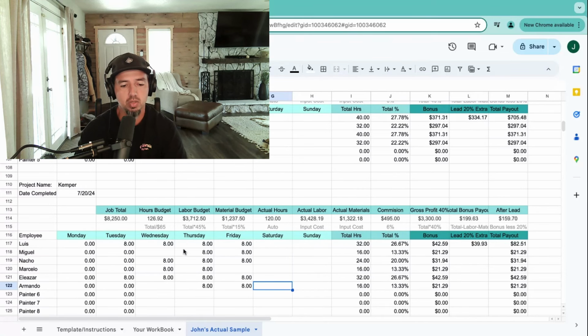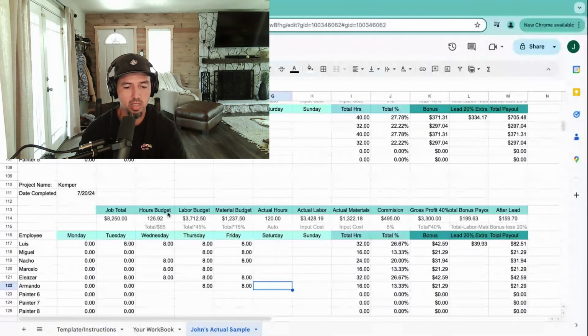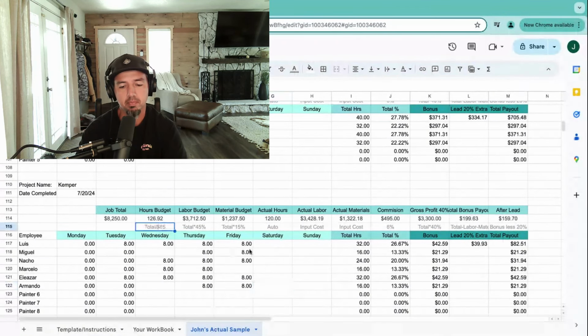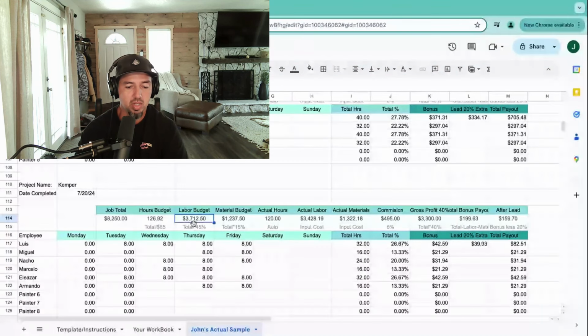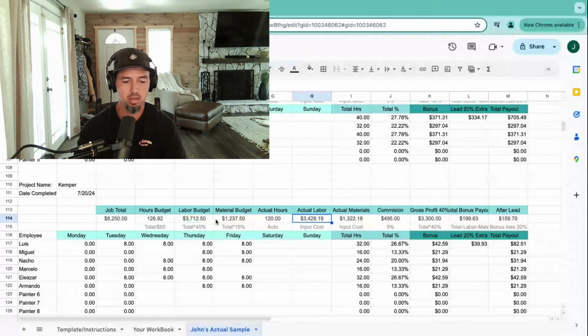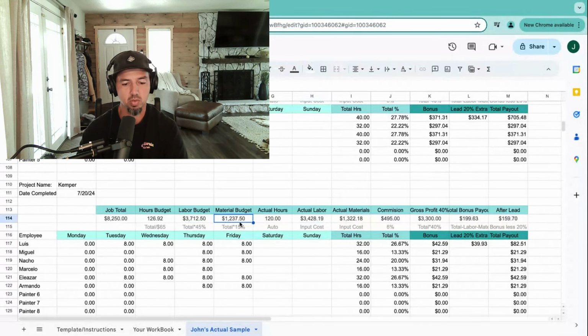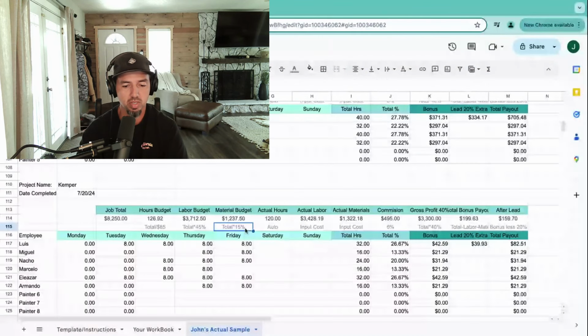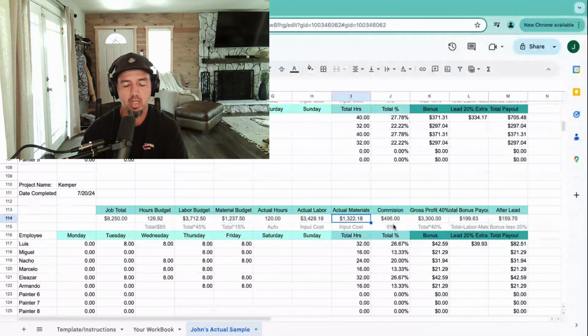$82.50 job total, 126.92 hours was our hours budget. And that's just based off of our hourly or day rate. Our actual hours are 120. Labor budget 3712.50. Actual labor 3428.19. So we're about $300 under on that. Materials budget 1237.50 is based on 15%. Our actual materials 1322.18. So we're about $100 over on that.